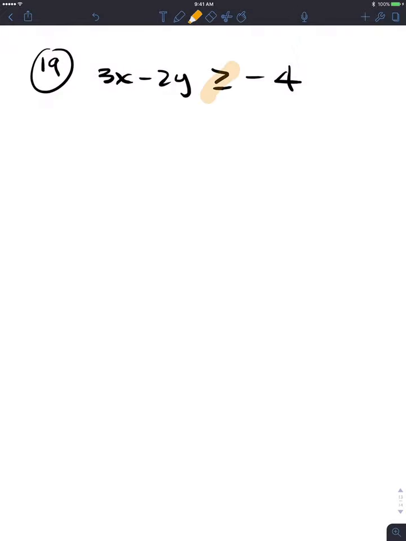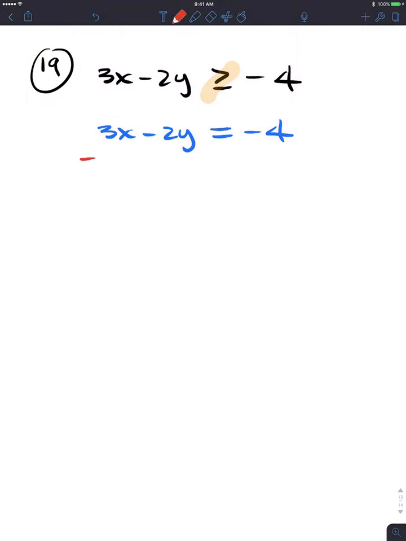Number 19. 3x minus 2y greater than or equal to negative 4. This is greater than or equal, so we're going to have a solid line. We first have to know what line we're talking about: 3x minus 2y equals negative 4. We're going to have to graph this.